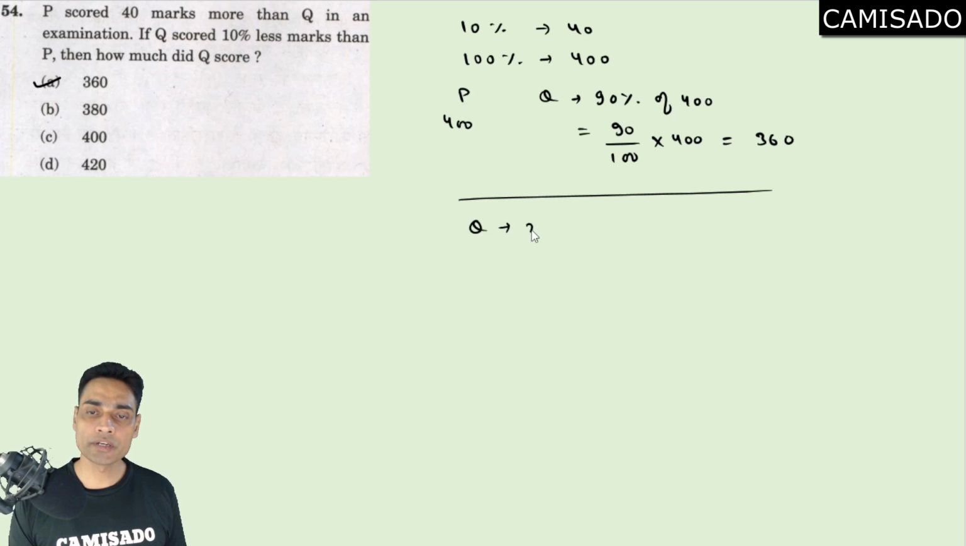Suppose Q obtained X marks. Then P has 40 marks more than Q, so marks of P is 40 plus X. Then again, we are using that thing only.